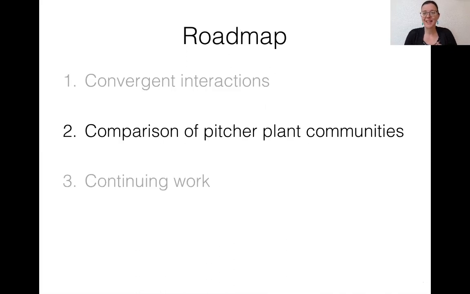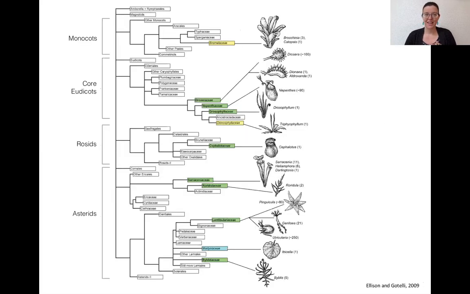We wanted to understand if convergent interactions were happening in pitcher plant communities. Here, what I'm showing you is an evolutionary tree of plants. And what you can see mapped onto this are all the separate evolution events of carnivory. So carnivory has evolved multiple times across plants.